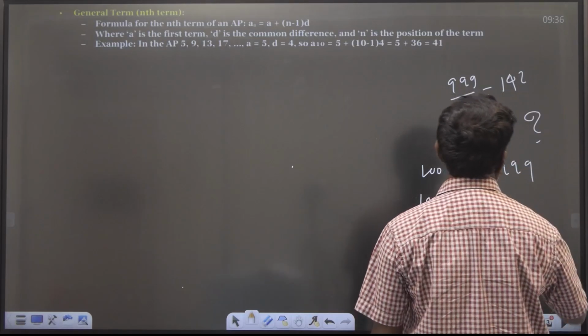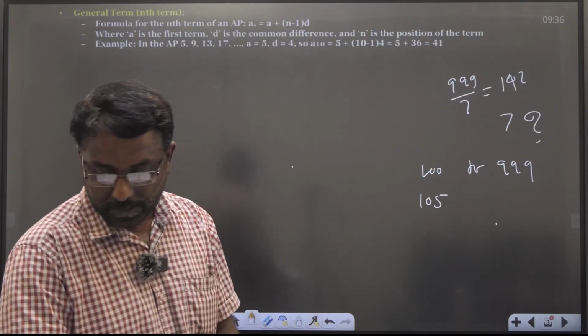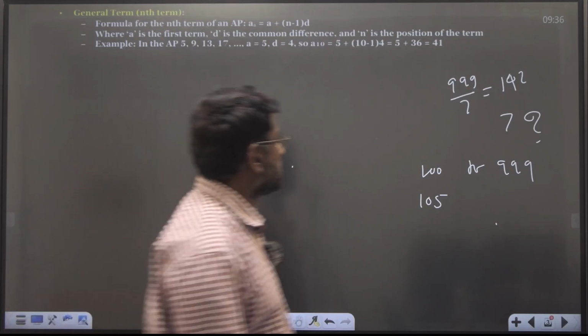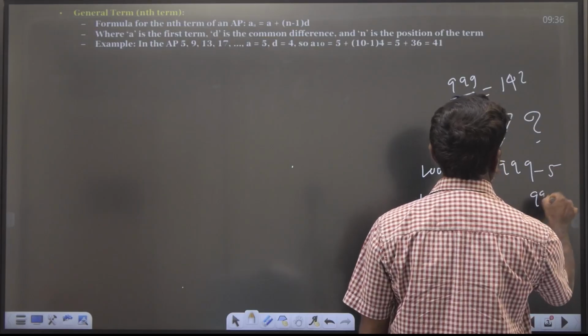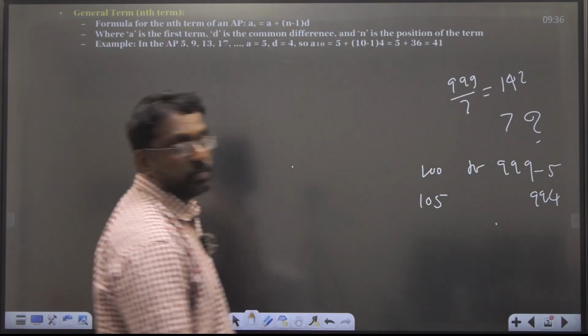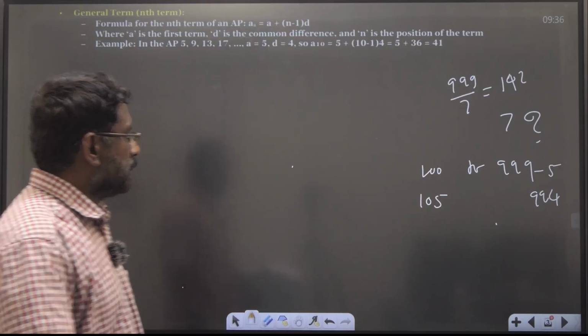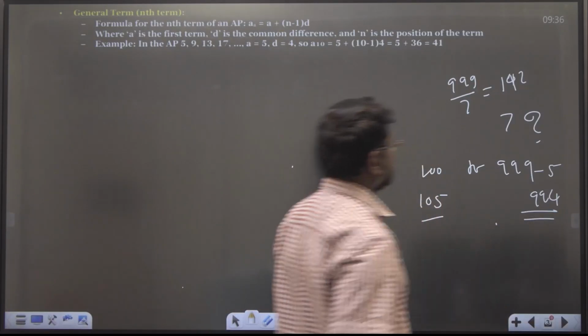You subtract the remainder: 999 minus 5, we will get 994. 994 is divisible by 7. No problem. So the first number is 105 and the last number is 994.